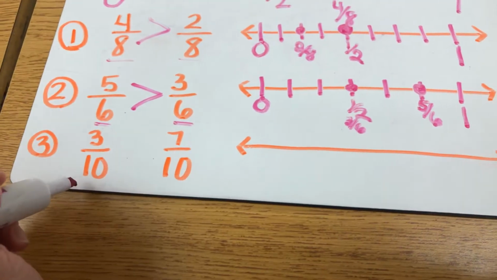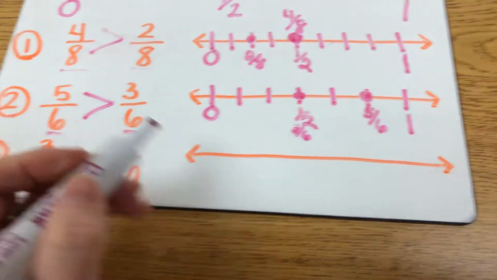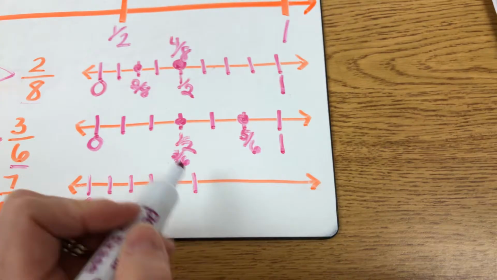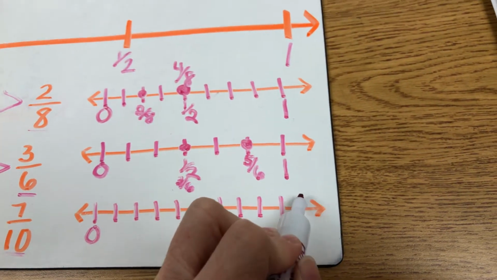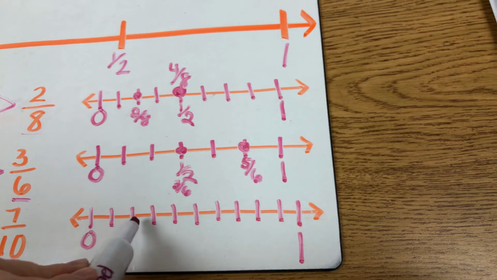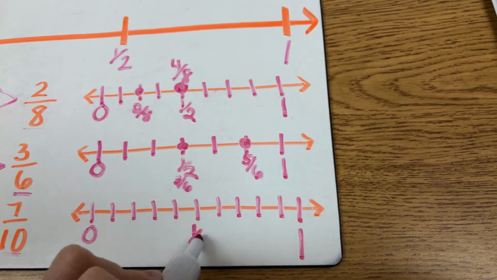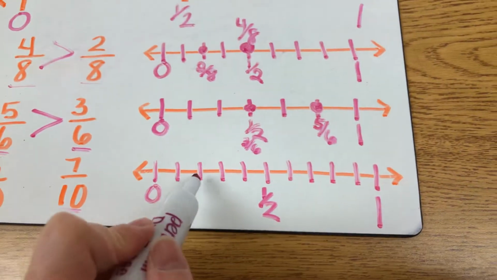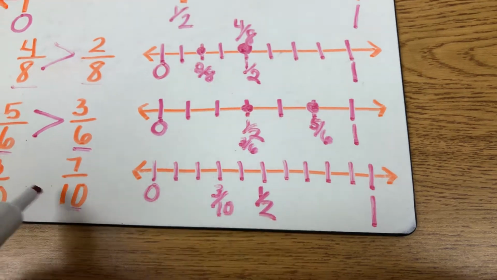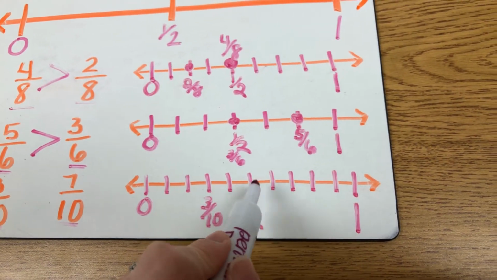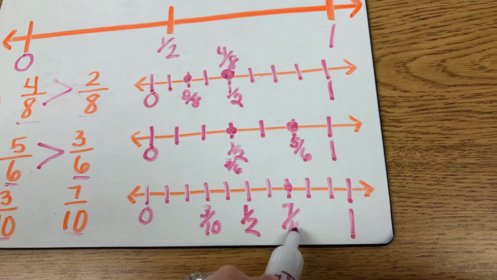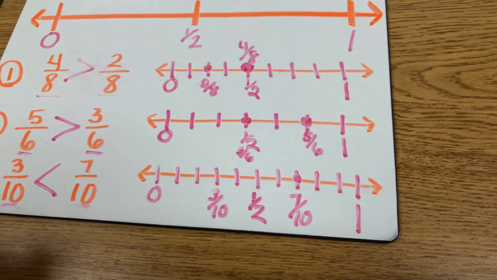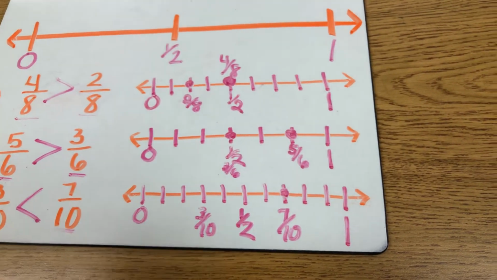And the last one, dividing this up into tenths. So I've got my 0, 1, 2, 3, 4, 5, 6, 7, 8, 9, 10. That's my 1. 1, 2, 3, 4, 5 is my half mark. And now I'm going to compare them. So I'm going to go over for 3/10. 1, 2, 3. 3/10. And 7/10. 1, 2, 3, 4, 5, 6, 7. 7/10. I can see that 7/10 is larger. So 3/10 is less than 7/10. And that's how you would put your fractions on a number line, and then you would be able to compare them.